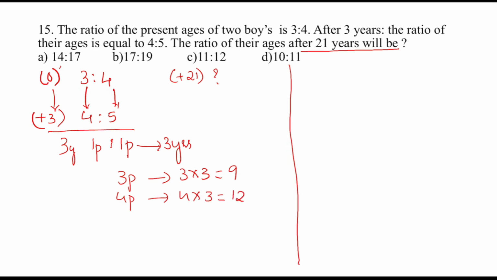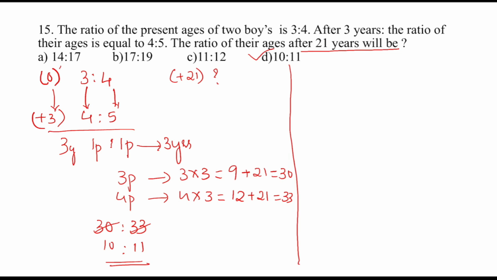But they are asking the ratio after 21 years, isn't it? So after 21 years you have to add 21 years to both boys. So 21 plus 9 is 30 and 12 plus 21 is 33. Therefore 30 is to 33, or you can say 3 tens are 30, 3 elevens are 33, so 10 is to 11 is the answer, option D.